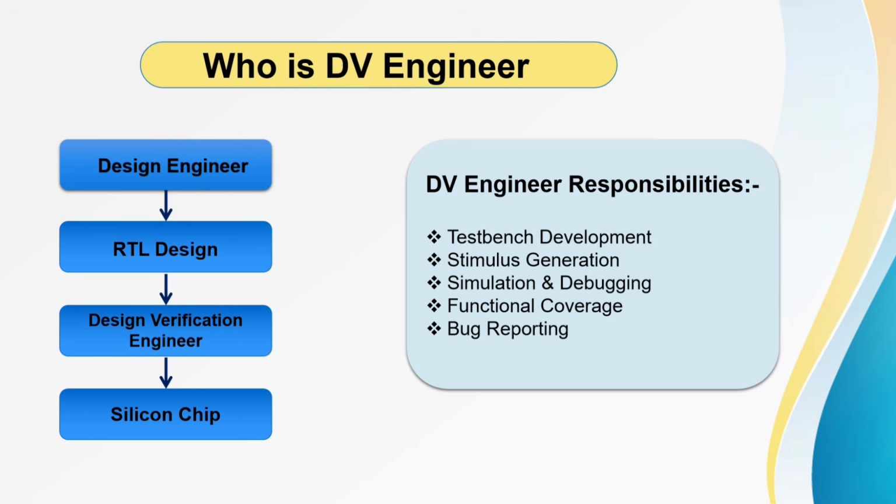When a simulation fails, the DV engineer investigates the issue. Sometimes the bug is in the design, sometimes the bug is in the testbench, and sometimes the problem is simply a misunderstanding of the specification. So a DV engineer spends a lot of time reading documentation, analyzing signals, and debugging complex problems.